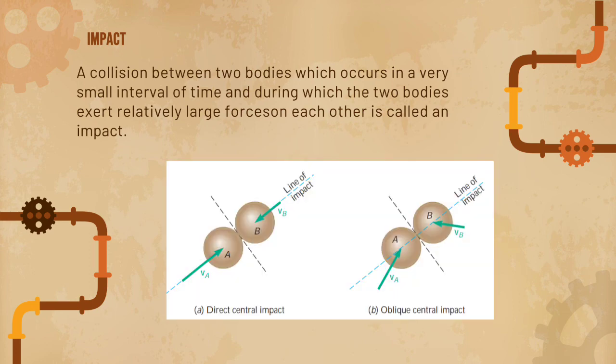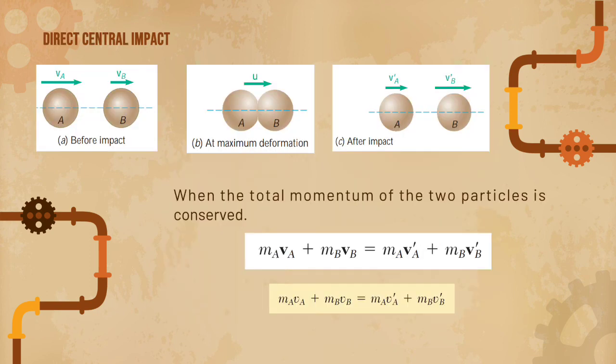If the velocities of the two particles are directed along the line of impact, the impact is said to be a direct impact. If either or both particles move along a line other than the line of impact, the impact is said to be an oblique impact.